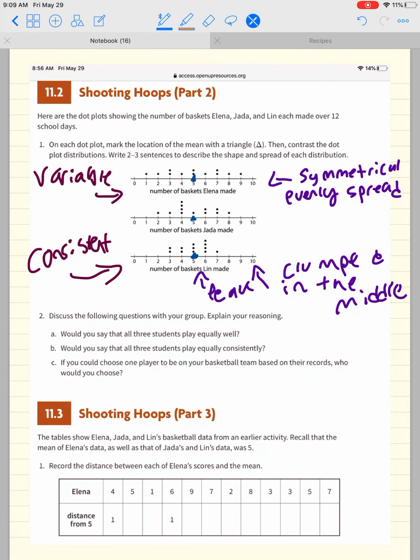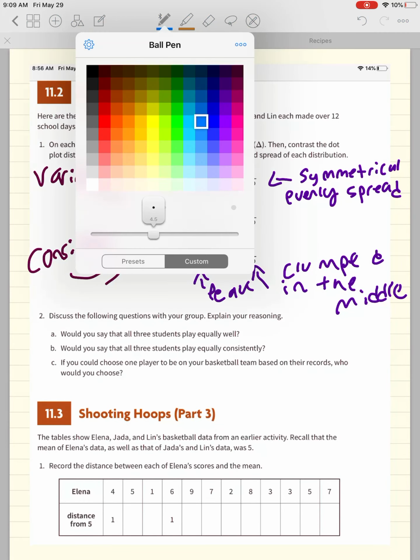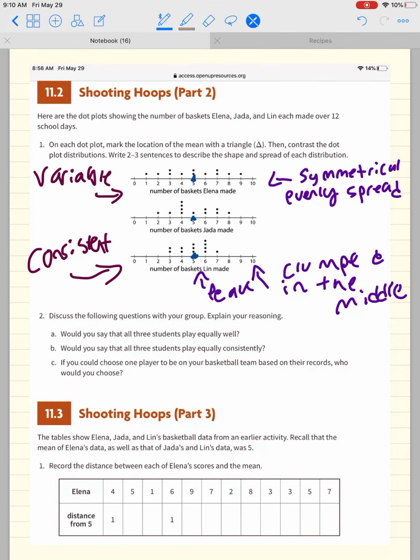Okay, if you could choose one player to be on your basketball team based on their records, who would you choose? That's up for you to decide. Do you want someone who's very consistent at always getting around 5 or 6? Or do you want someone who occasionally gets 8 or 9 baskets? That's up for you to decide, so I'm not going to go over that. But think about which you would rather have on your team.